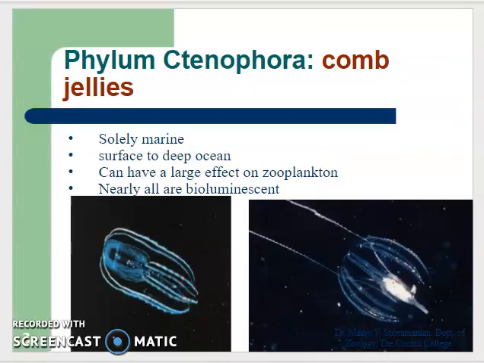So we will just pass on to phylum Ctenophora. The Ctenophores are known as comb jellies. These are the beautiful pictures of the members coming under the Ctenophora. They are marine organisms. They are also zooplankton, and you can see they are luminescent organisms.